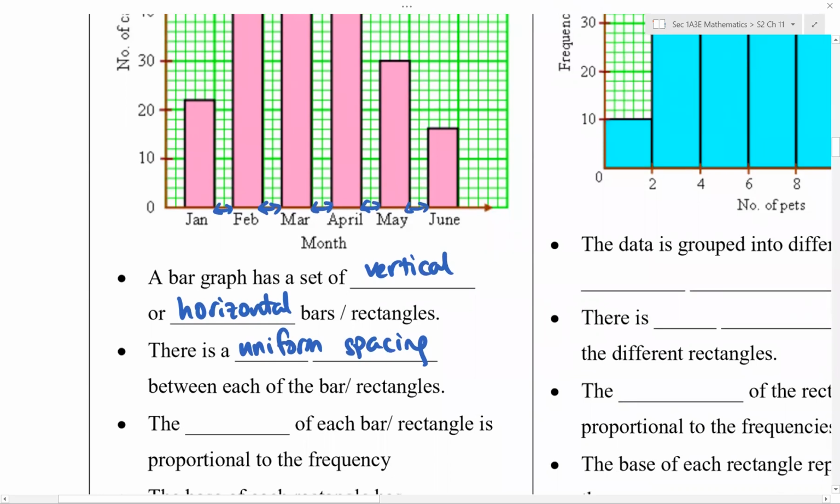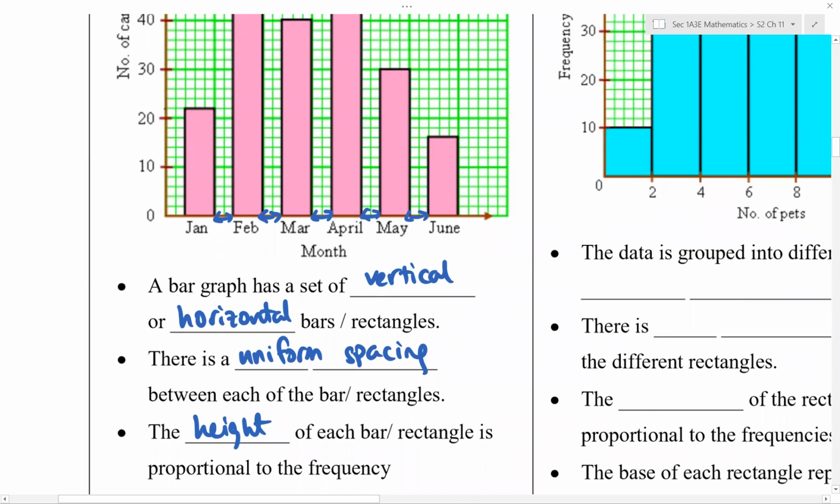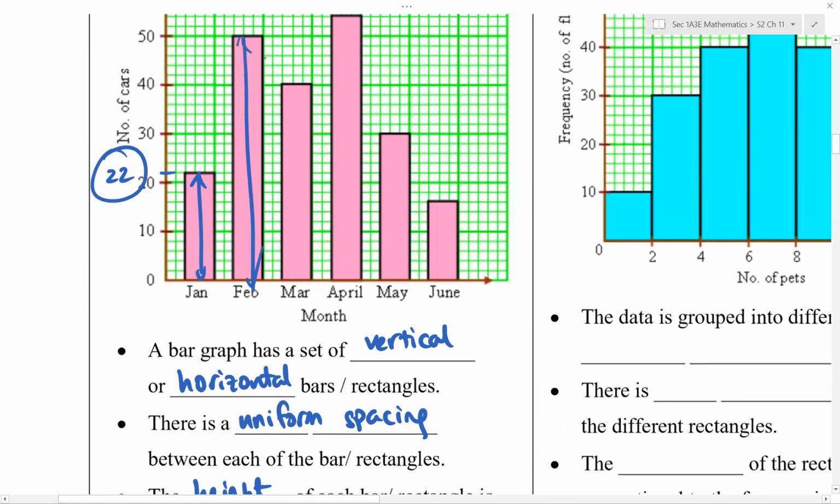It is constant. The height of each bar or rectangle is proportional to the frequency. So here in our first rectangle, we've got 22 cars in January. If we measure this height, whatever centimeter that is corresponds to our 22 cars. That same scale is used for all the other rectangles, which can be seen from the constant little squares, where each tiny square represents a height of 2 cars.